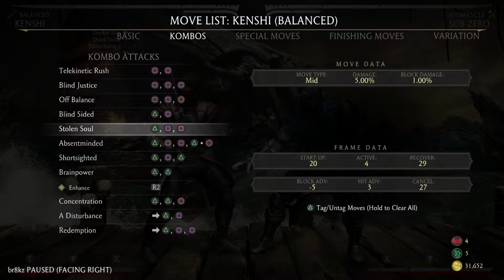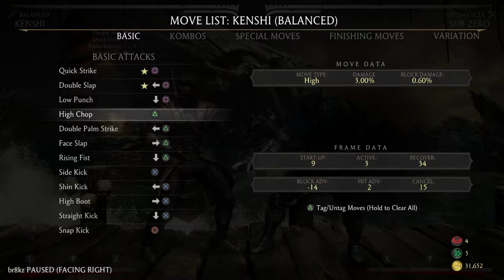So although this combo string here, triangle, square, square, says 20 frames, which is pretty long, just the triangle alone is 9 frames. So I know that if my opponent does a move that's negative of 10 frames or more, I can punish it with this 9 frame move.